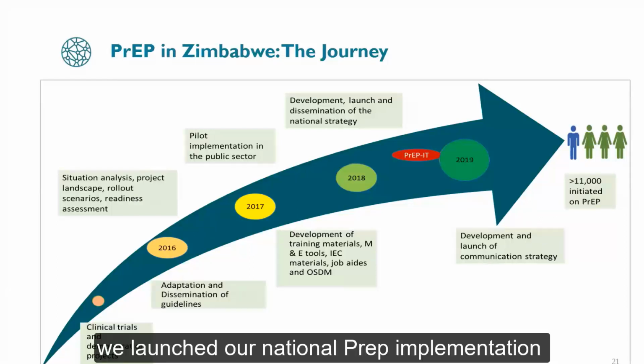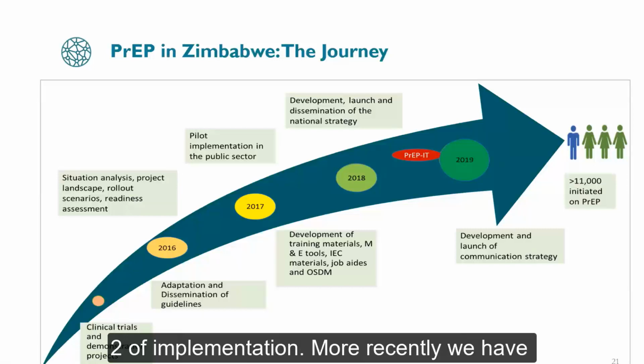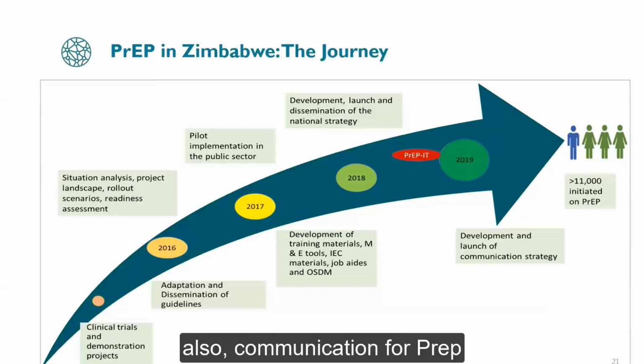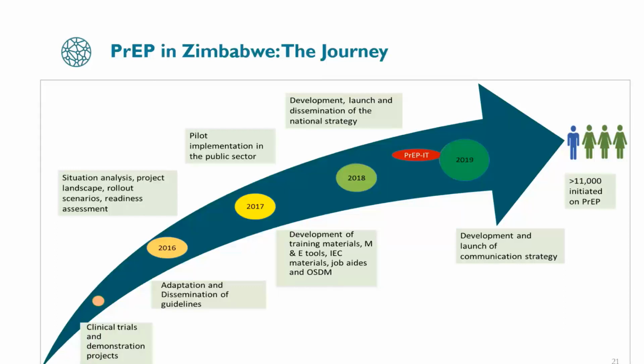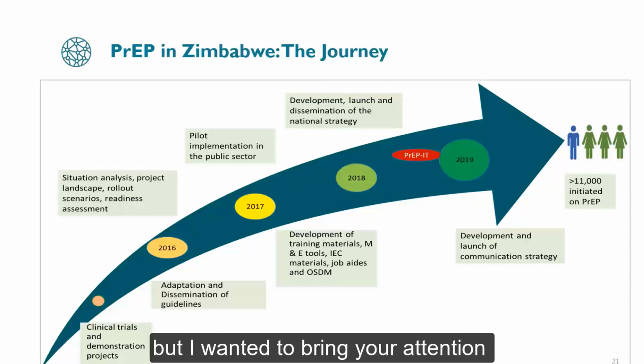In 2018, we launched our national PrEP implementation strategy. We are currently in year 2 of implementation. More recently, we have launched the comprehensive HIV communication strategy, which also looks at communication for PrEP. And as of now, we have over 11,000 people.